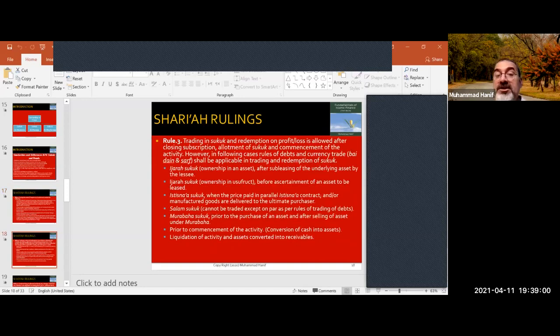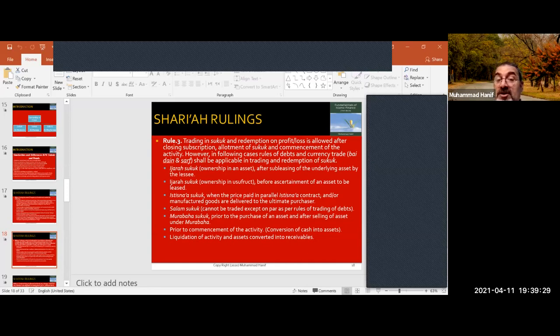Trading in Sukuk and redemption on profit and loss is allowed after closing subscription, allotment of Sukuk, and commencement of the activity. However, in the following cases, the rules of debt and currency trade, Bai al-Dayn and Sarf, shall be applicable in trading and redemption of Sukuk. In case of Ijara Sukuk, ownership of assets after subleasing of the underlying asset by the lessee.